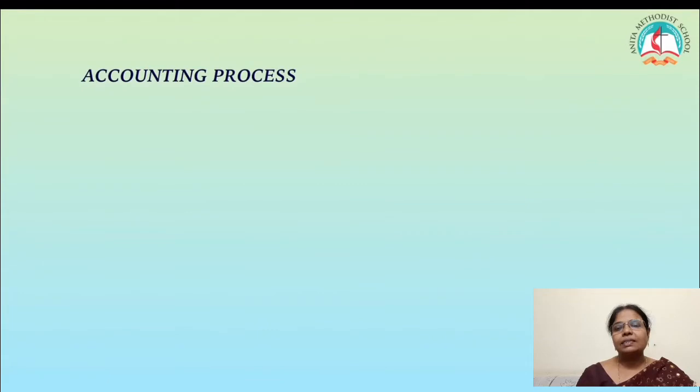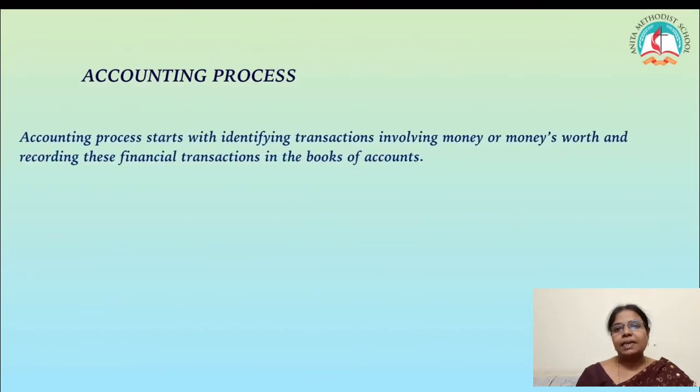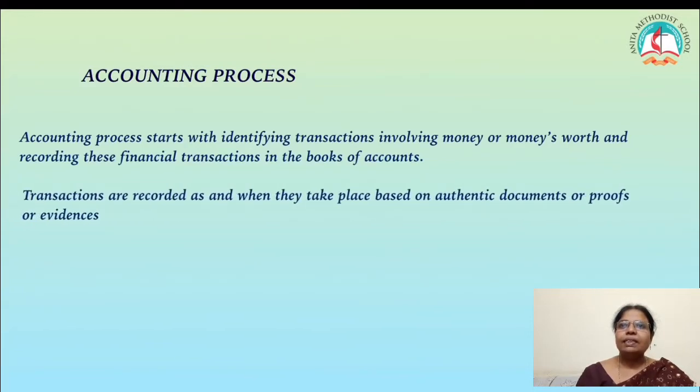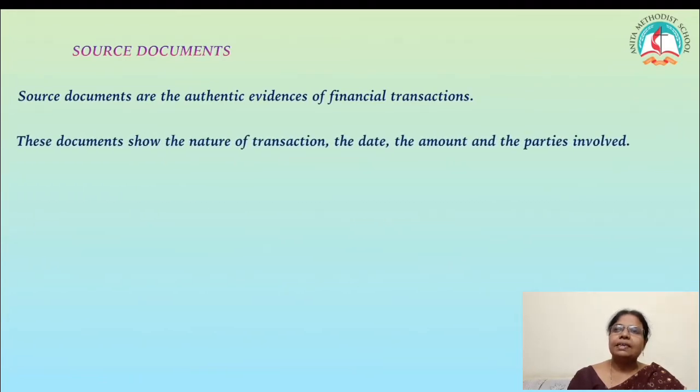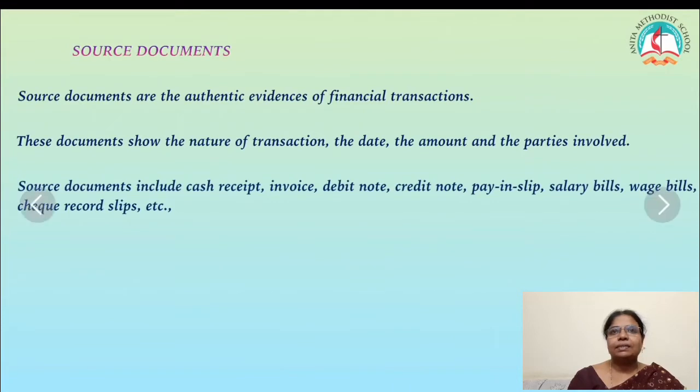Accounting process starts with identifying transactions involving money or money's worth, recording the financial transactions in the books of accounts. Transactions are recorded as and when they take place based on authentic documents or evidence or proof. The authentic proofs are called source documents. So, source documents are the authentic evidence of financial transactions. These show the nature of transactions, the date, the amount and the parties.